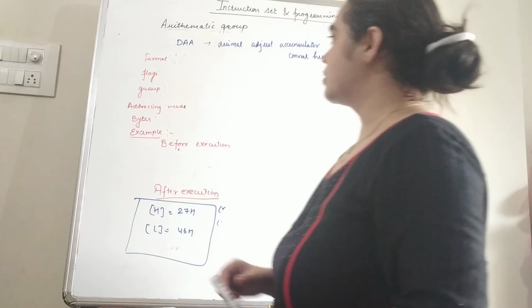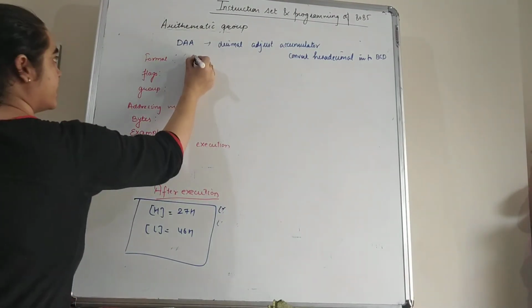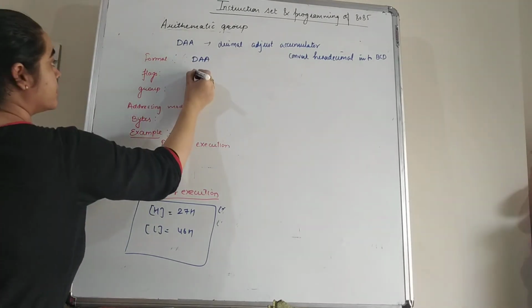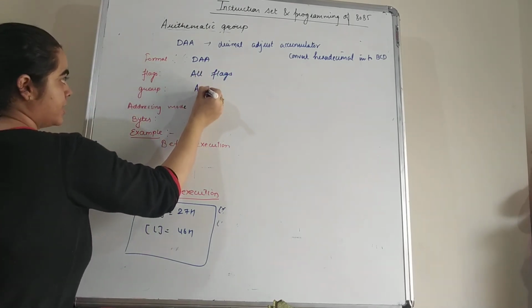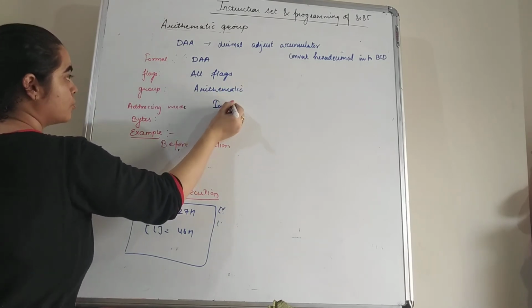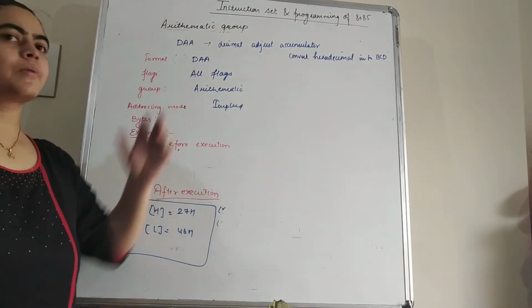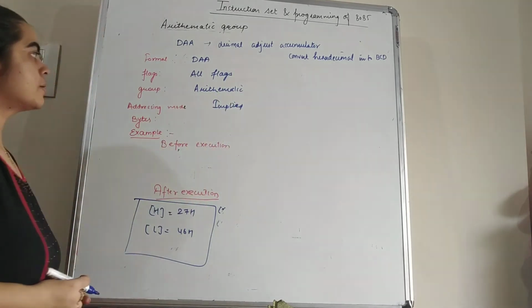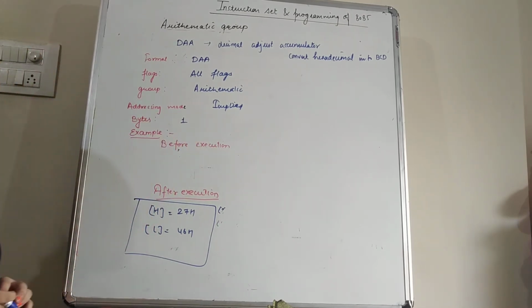Now student, the DAA instruction has no format. Directly we can write the instruction as DAA. The flags affected by this instruction are, all flags are affected. Group is arithmetic group. Addressing mode is implied addressing mode, because no data, no address, no other register or other memory location is specified after this instruction. Bytes occupied by this instruction is 1.